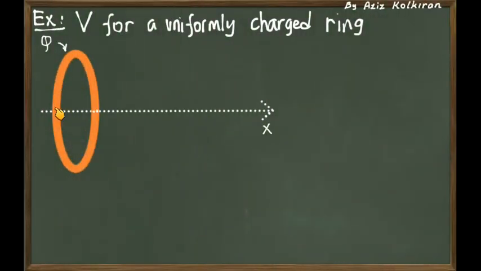We have a charged ring, and the charge is distributed over the ring evenly. It lies on the YZ plane, and the x-axis is the symmetry axis of the ring and passes through the center of the ring. The question is, what is the potential at any point which lies on the x-axis at a distance x from the center of the ring?